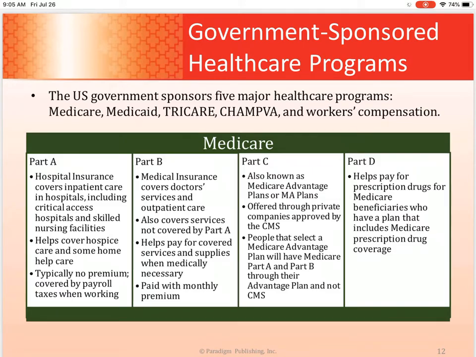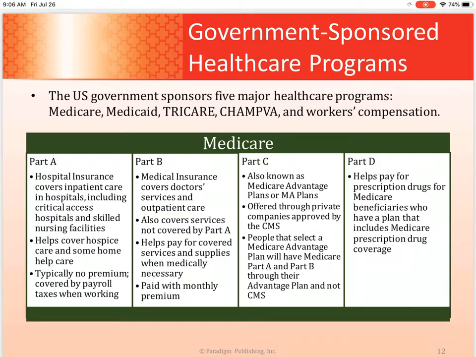All right, and then we're moving on to Part D. If you're familiar with Medicare, Part D is going to cover your drugs, your prescription drugs. This is a program that helps pay for prescription drugs for Medicare beneficiaries who have a plan that includes Medicare prescription drug coverage. There are two ways to get the Medicare prescription drug coverage. Through a Medicare prescription drug plan or a Medicare Advantage plan that includes drug coverage. Both of these plans are offered by insurance companies and other private companies approved by Medicare.